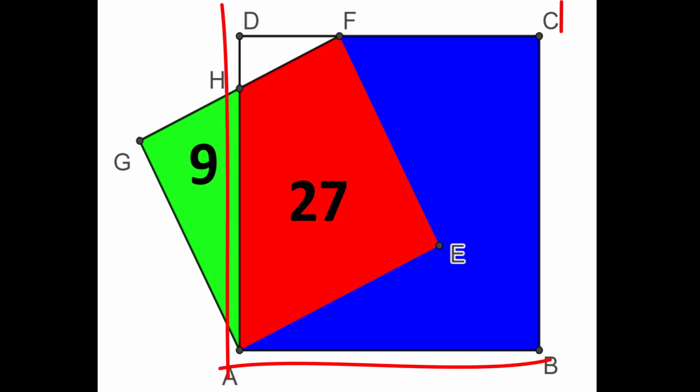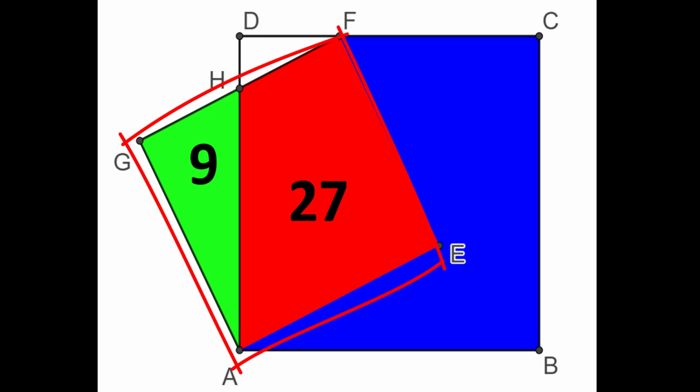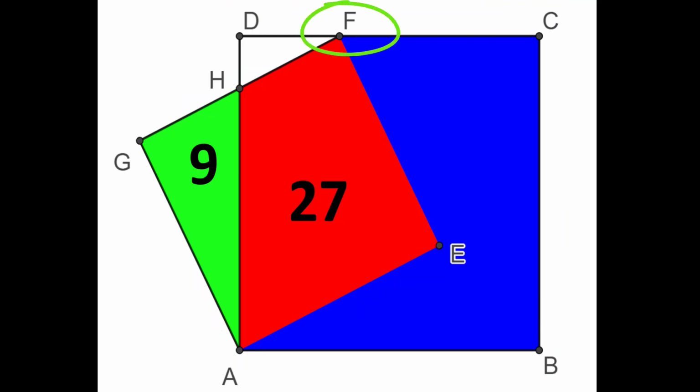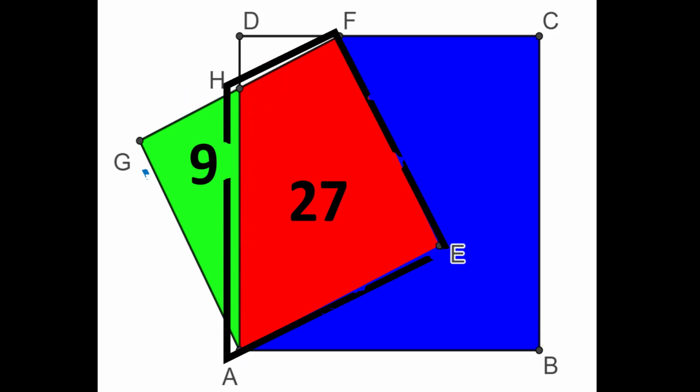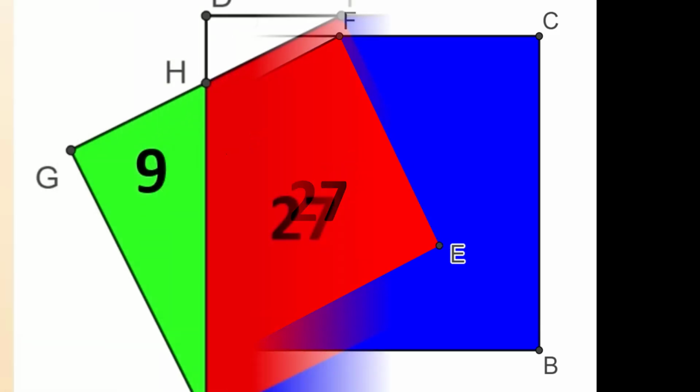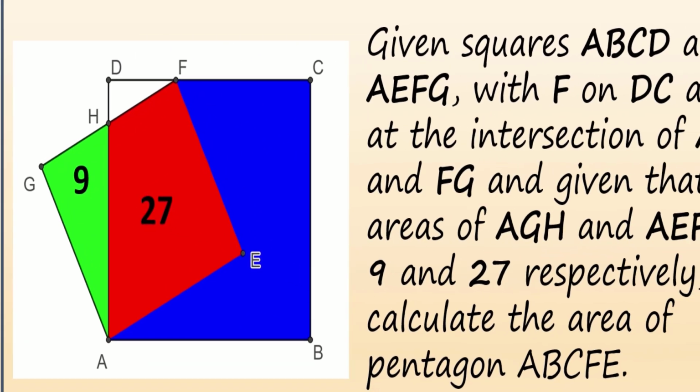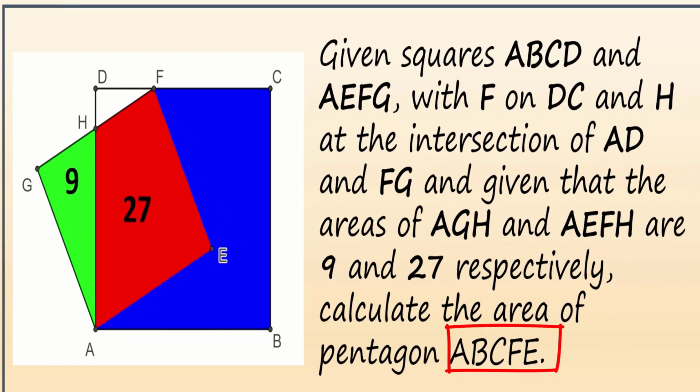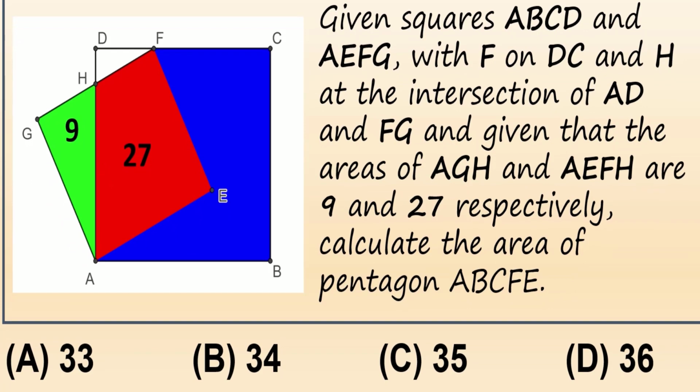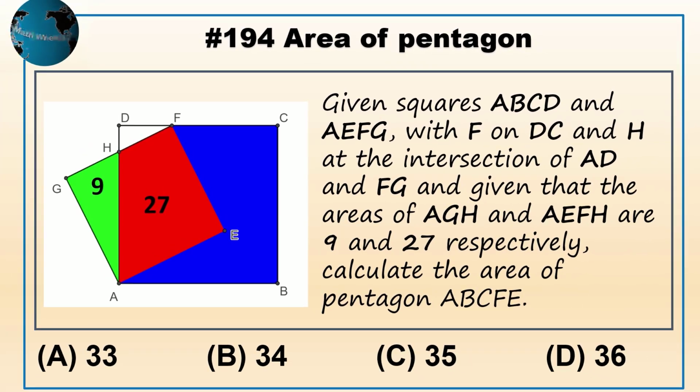We have two squares, ABCD and AEFG, where F lies on DC and H is at the intersection of AD and FG. Given that the areas of AGH and AEFH are 9 and 27 respectively, our challenge is to calculate the area of the Pentagon ABCFE. Your options are A. 33, B. 34, C. 35, and D. 36.